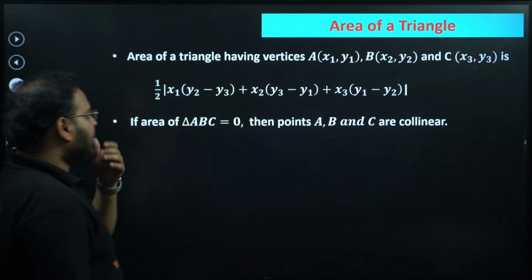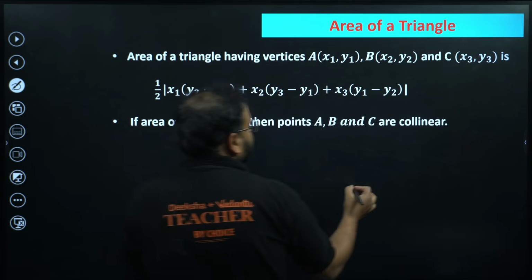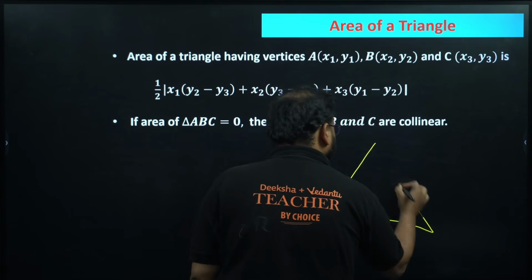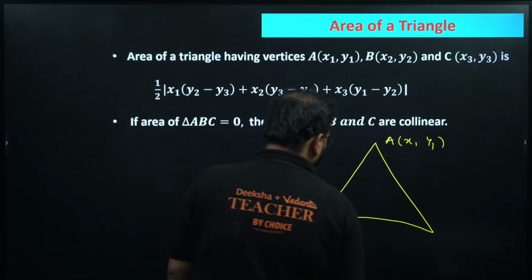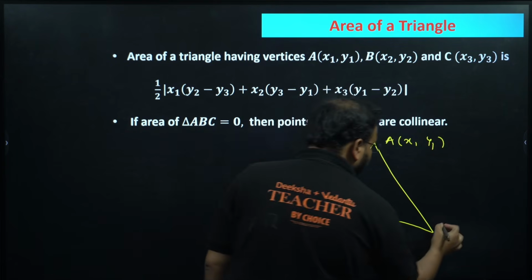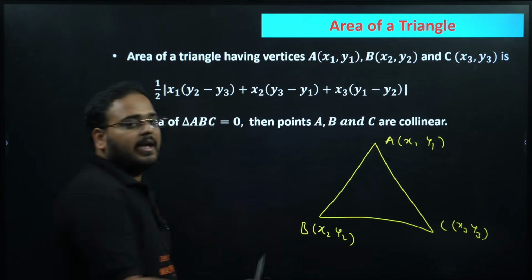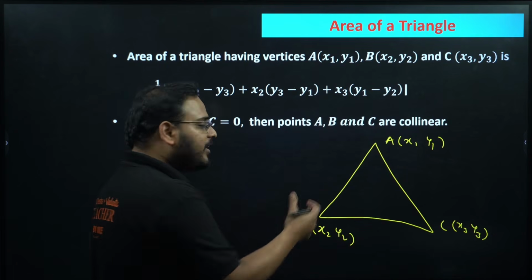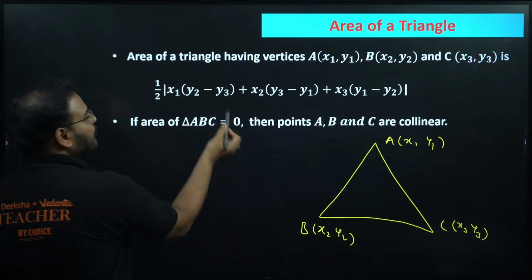Okay, next is area of a triangle. Again, if you have three vertices known, like this, A is x1 y1, B is x2 y2, and C is x3 y3, then the area of triangle ABC in terms of the coordinates of vertices only is given by half of modulus of x1 times y2 minus y3.